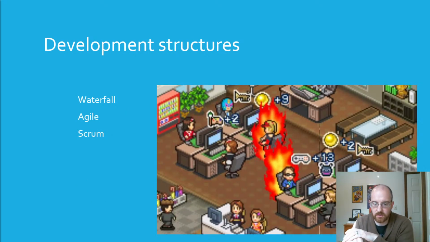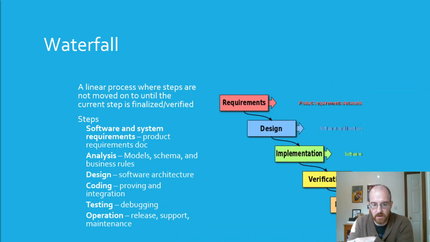Development structures: waterfall, agile, and scrum. I'm not going to go through them all because there's like 3 minutes left. Waterfall is basically what I want to avoid here. I don't like waterfall. It works for some types of software, but it's not going to work for this, because this is so based on user feedback and making users happy.